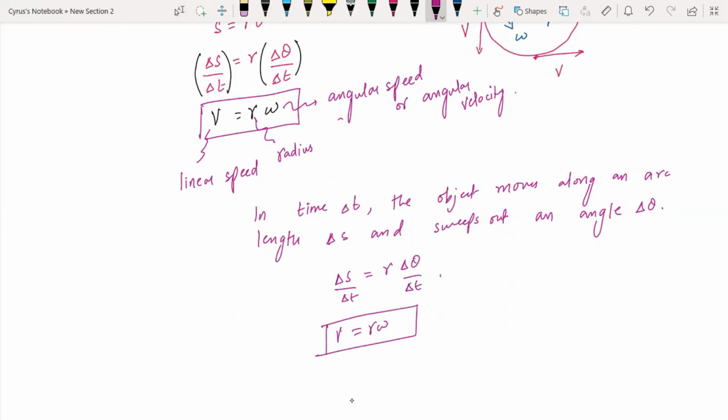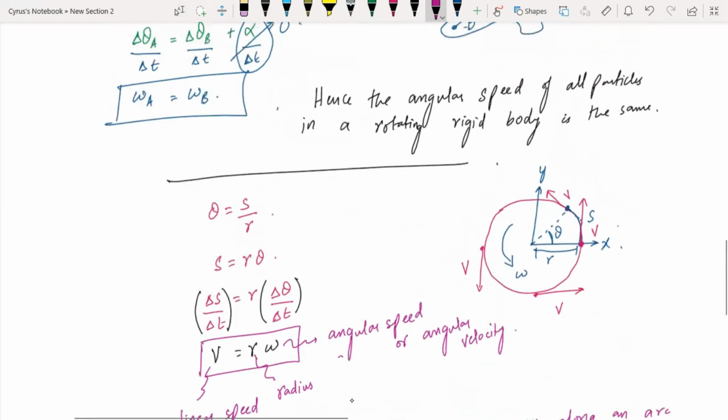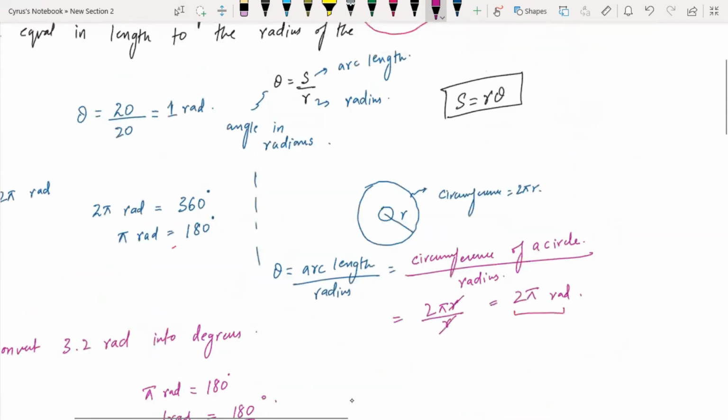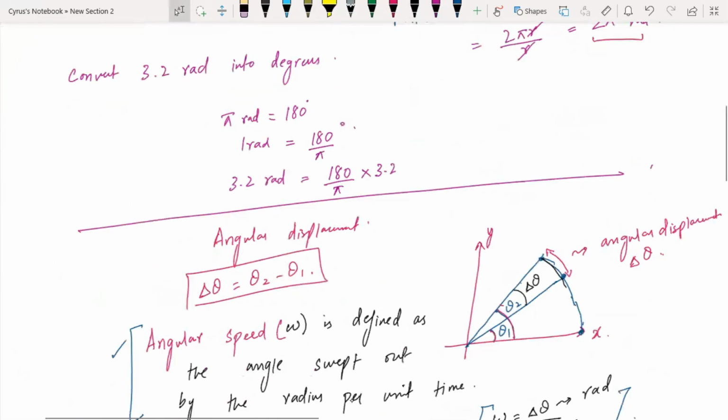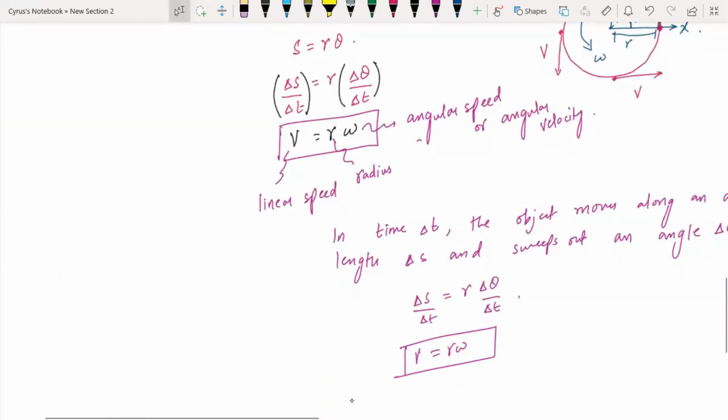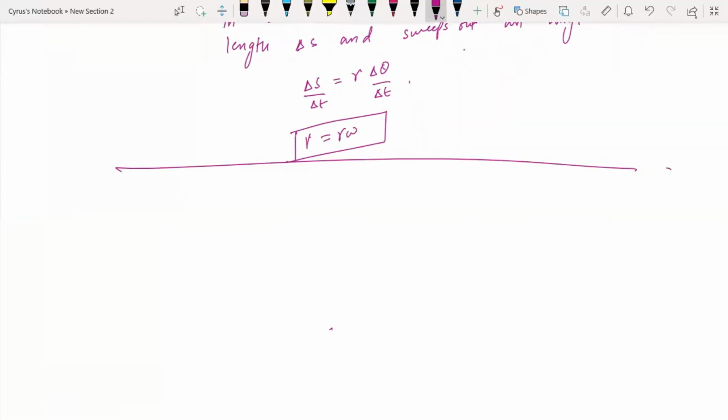It's not very difficult, because we used these two formulas: v is equal to r omega, s is equal to r theta. I have just one or two more things to tell you. We have here a circle like this. This angle here is 2 pi radians, and if this angle is 2 pi radians, how much time does it take to complete the circle? The time period, capital T.